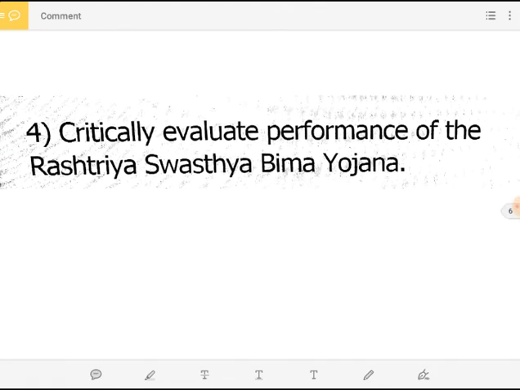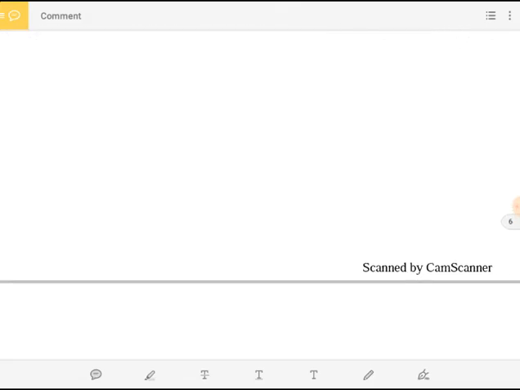Next is: critically evaluate the performance of Rashtriya Swasthya Bima Yojana. Since the keyword here is Rashtriya Swasthya Bima Yojana, you just have to write a bit about whatever facts you know about it. Then you have to write its features. Since it is a critical evaluation, you have to write the good things about it, the areas where it has got success, and next you have to write the challenges which are coming for the real implementation of this scheme.